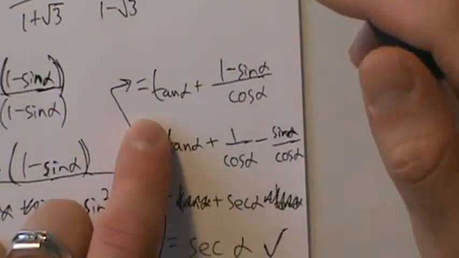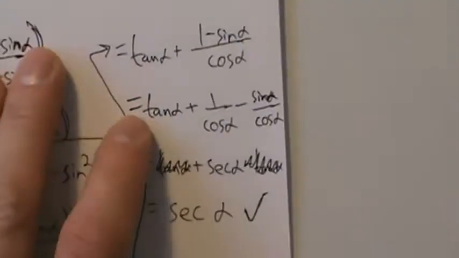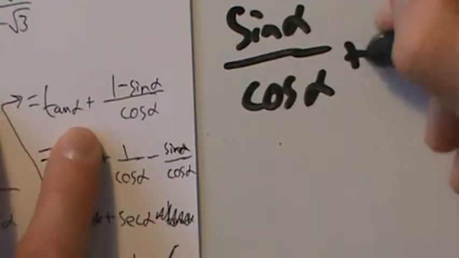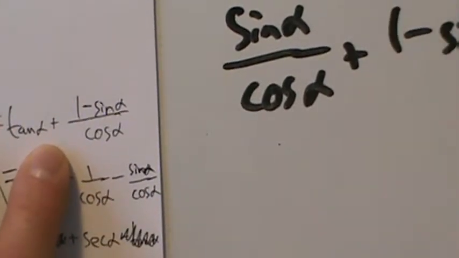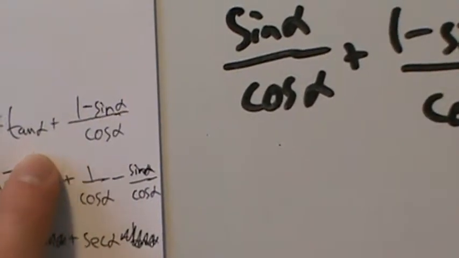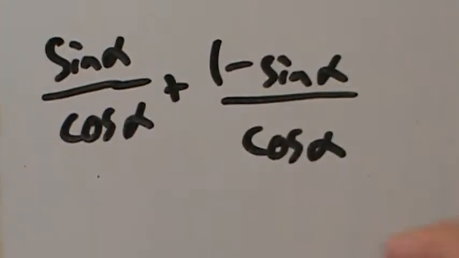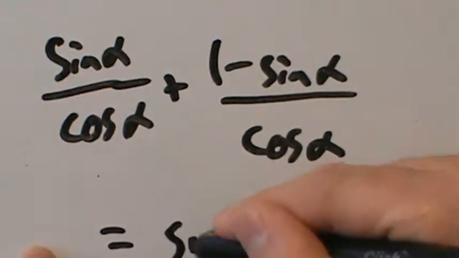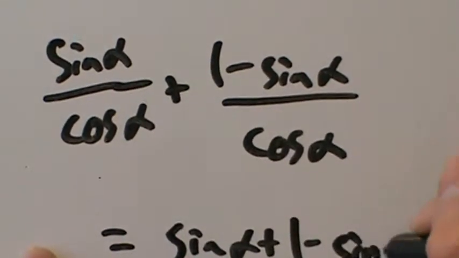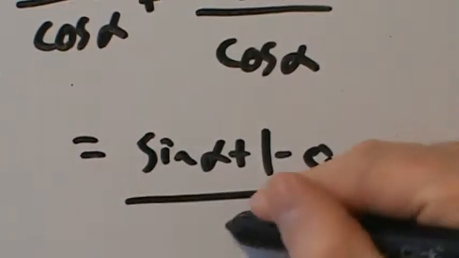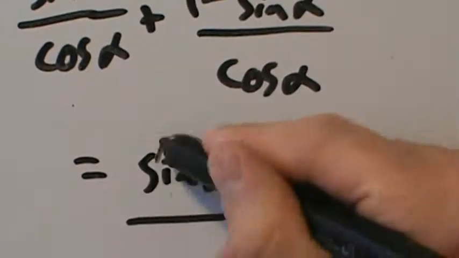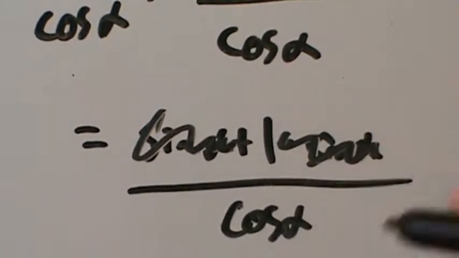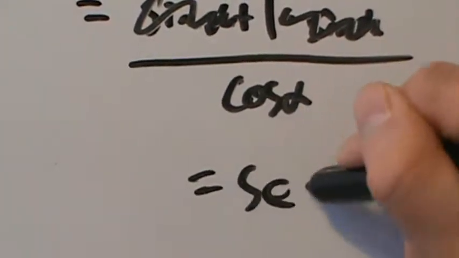Now we could have also said, okay, tangent of alpha is sine of alpha over cosine of alpha, okay? And then we're doing plus 1 minus sine of alpha over cosine of alpha, okay? So since tangent is sine over cosine, then we already have a common denominator, so we can put them together all into one. So sine of alpha plus 1 minus sine of alpha, okay? All over cosine of alpha. So then sine of alpha, blah, blah, blah, minus sine of alpha, they cancel, and we're just left with 1 over cosine of alpha, which is secant. Okay, that is secant of alpha.